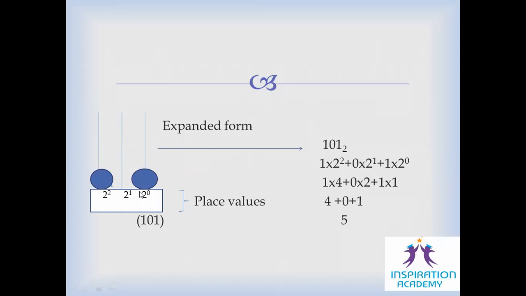So as before, the number of balls should be multiplied by its place value. 1 times 2 squared plus 0 times 2 to the power 1 plus 1 times 2 to the power 0. 2 squared means 4. Any number to the power 1 means that same number. Any number to the power 0 means 1. So 4 plus 1 is 5.